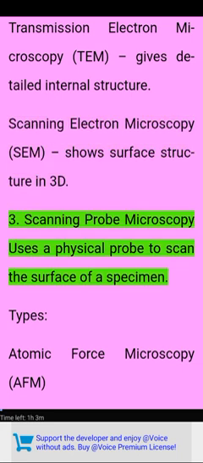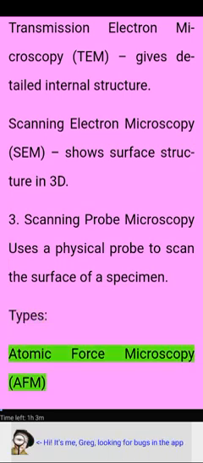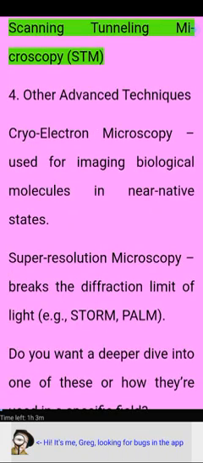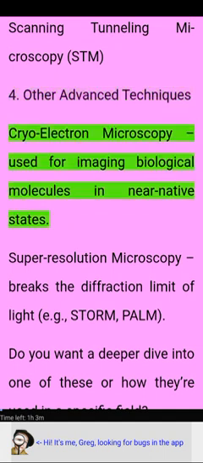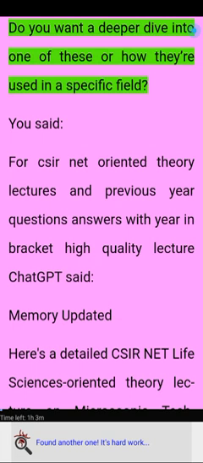3. Scanning probe microscopy uses a physical probe to scan the surface of a specimen. Types: atomic force microscopy (AFM), scanning tunneling microscopy (STM). 4. Other advanced techniques: cryo-electron microscopy, used for imaging biological molecules in near-native states. Super-resolution microscopy breaks the diffraction limit of light, e.g., STORM, PALM. Do you want a deeper dive into one of these or how they're used in a specific field?